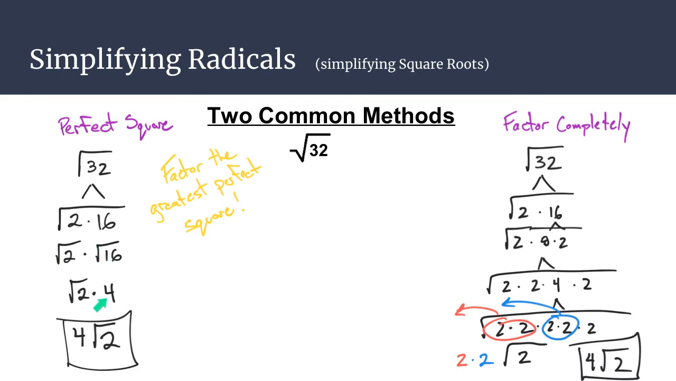Square root of 16 is 4. Square root of 2, you can't go anymore, and you won't ever be able to go anymore if you have factored out that greatest perfect square. So in a few less steps, you can get to that final answer. Now, we don't care which method you use. You can use the factoring completely method if that's what you're more comfortable with, but we would like you to think about and try the perfect square method because you'll find that it's much more efficient. And it also is a nice way to really understand why we're pulling these 2 out in red and that 2 out in blue. It's because you're actually doing the square root of 16 as an operation to end up with 4 for your answer. So those are some examples.